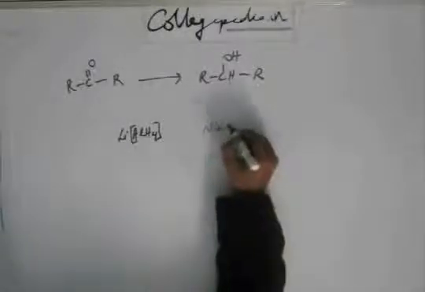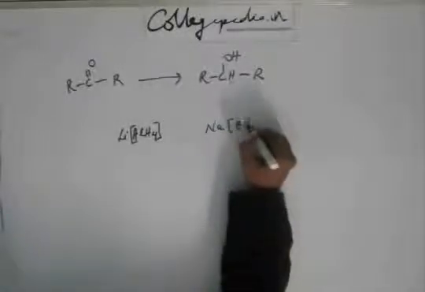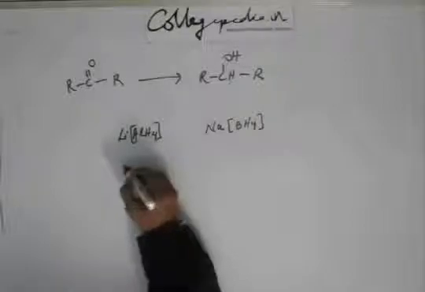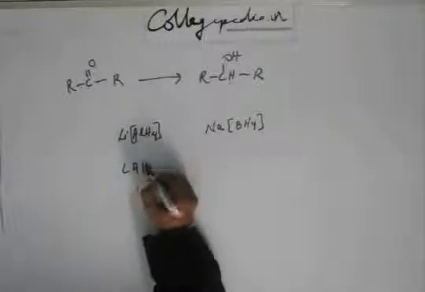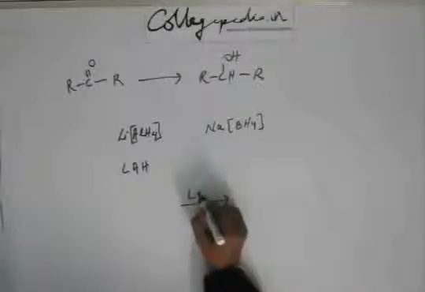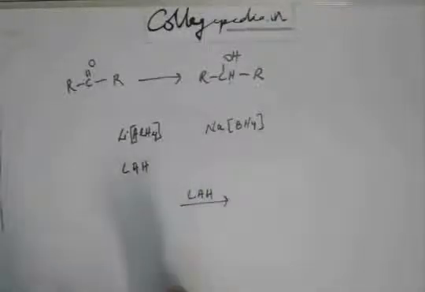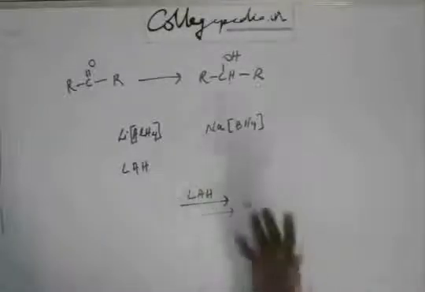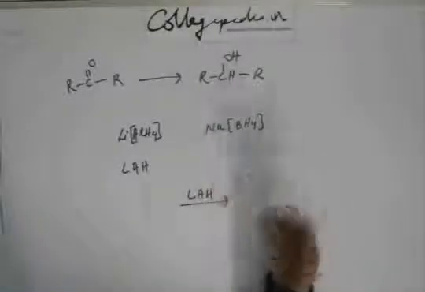Another one is sodium borohydride. This is a complex like this. Now we have used these two reagents before, so these two are not new for us. Lithium aluminium hydride is also written as LAH, so generally over the arrow they will write LAH. You have to know that this LAH is lithium aluminium hydride. For sodium borohydride, generally they'll write it in full, NaBH4.